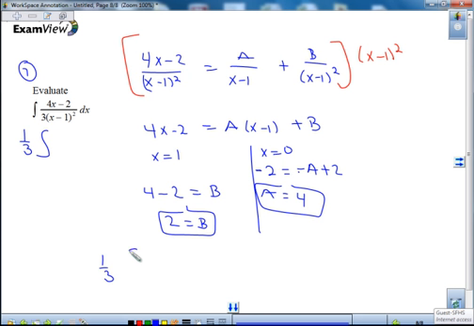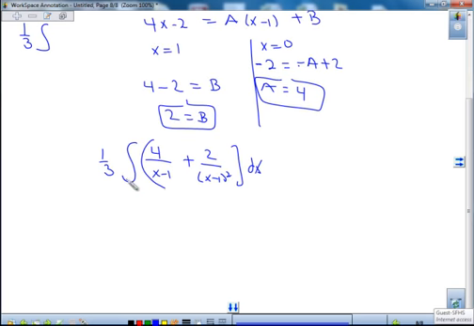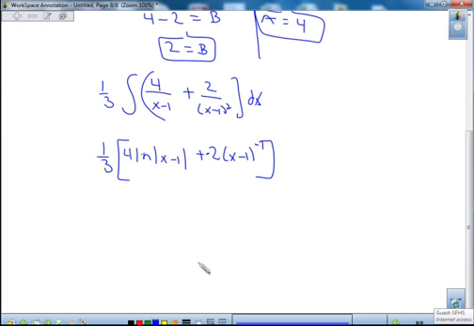Substituting those back, remember, I have that 1/3 in the front. So I'm going to have 1/3 times 4 ln of x minus 1 plus 2 times x minus 1 to the negative 1 times the negative 1. And then let's not forget our plus c.